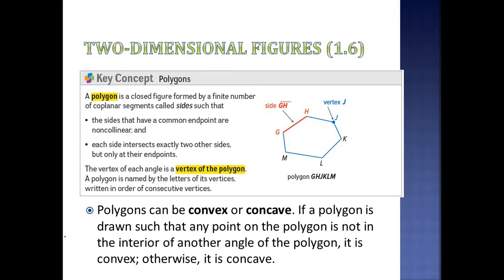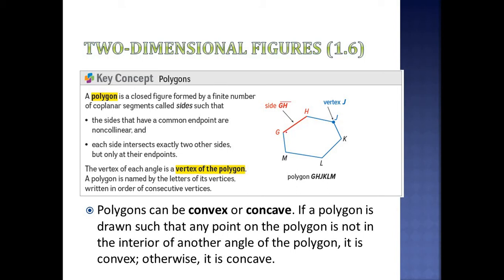A polygon is a closed figure formed by a finite number of coplanar segments called sides, and the sides have a common endpoint that are non-collinear, and each side intersects two other sides, but only at their endpoints. The vertex of each angle is called a vertex of the polygon, and a polygon is named by the letters of its vertices, written in order of consecutive vertices. So over here in the sample, they have a 1, 2, 3, 4, 5, 6-sided polygon.